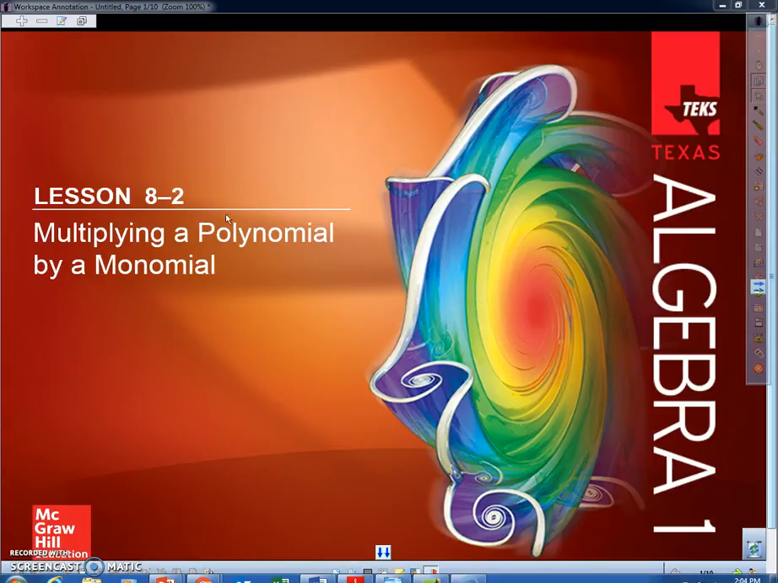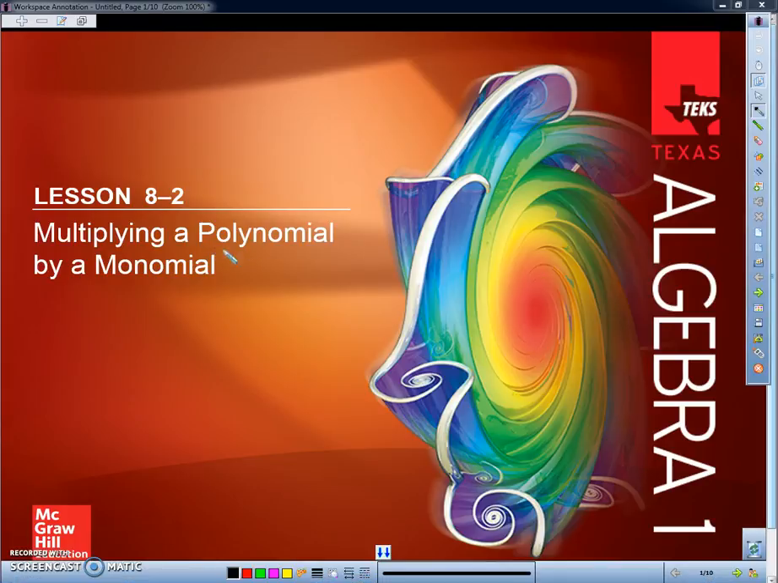Here we go. We're in 8-2, multiplying a polynomial by a monomial. All right, so remember, let's go over some words. Polynomial. It could be a monomial, a binomial, or a trinomial, and we're going to multiply it by a monomial, so it's just one. So we're multiplying multiple things by just one thing.